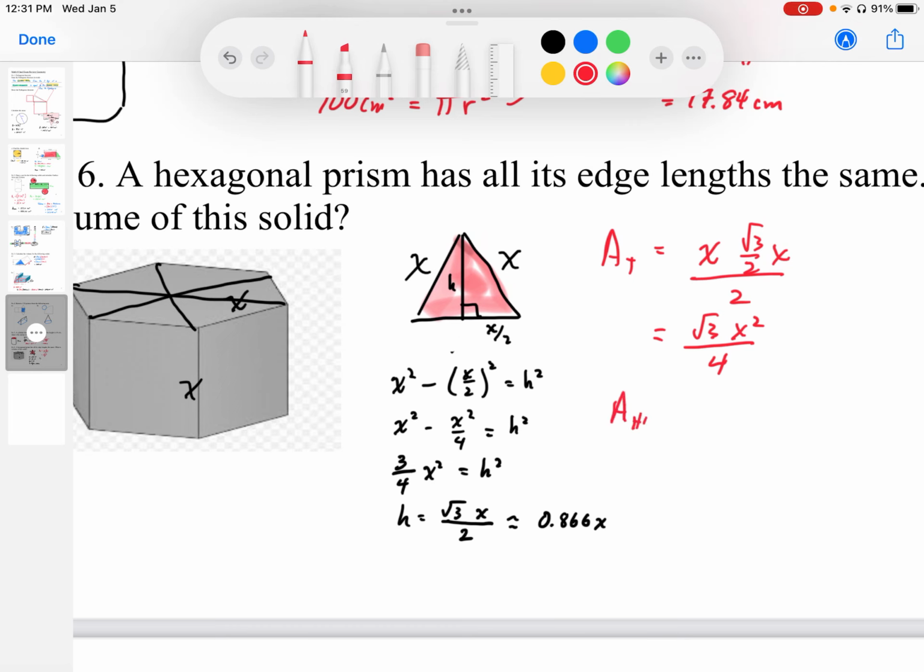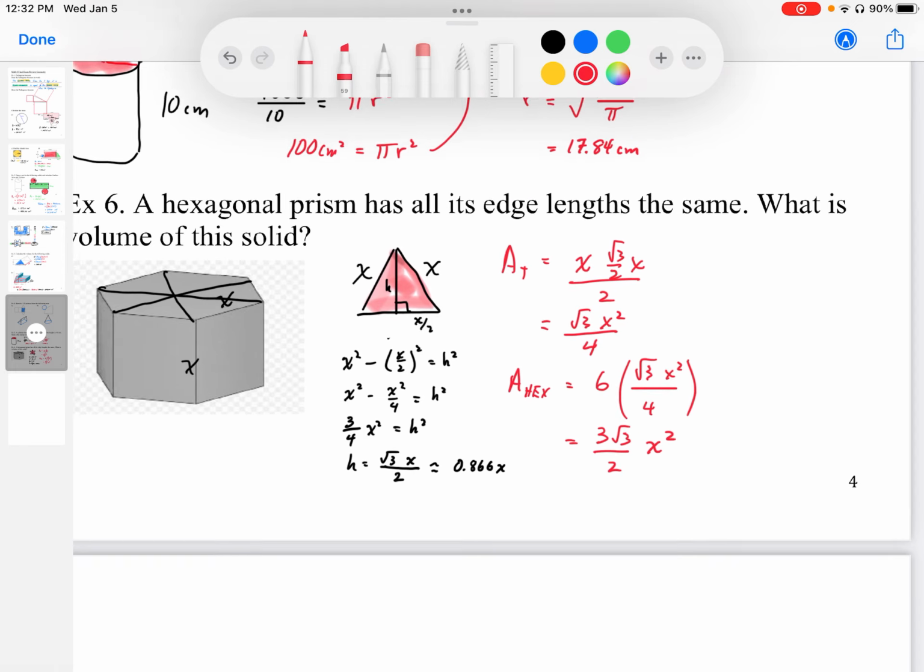To work out the area of the hexagon, I need to times that by 6. So 6 times root 3 x squared over 4. That simplifies to 3 root 3 over 2 x squared. So that's the area of the hexagon.